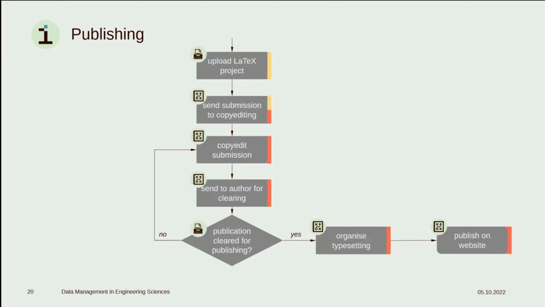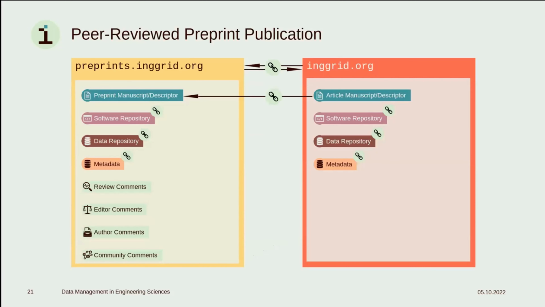So we ended up before with uploading the LaTeX project by the authors onto the preprint site still, and then the managing editors send this submission from the preprint platform to the back end of the journal website, indicated by the colors here. And then the copy editing process is performed and the authors clear the publication for publishing, and then the typesetting is organized, and finally the submission is published on the website as a full peer-reviewed paper. And this is how our stage then looks at the end of it.